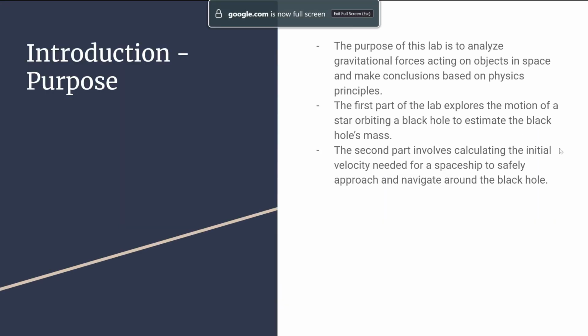Introduction. The purpose of this lab is to analyze gravitational forces acting on objects in space and make conclusions based on physics principles. The first part of the lab explores the motion of a star orbiting a black hole to estimate the black hole's mass. The second part involves calculating the initial velocity needed for a spaceship to safely travel around a black hole.